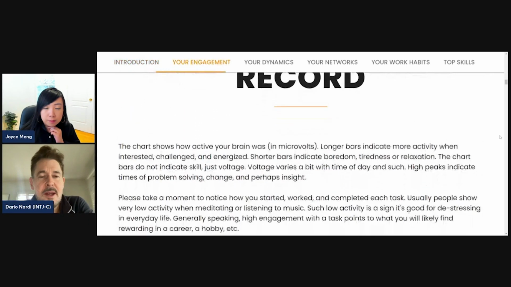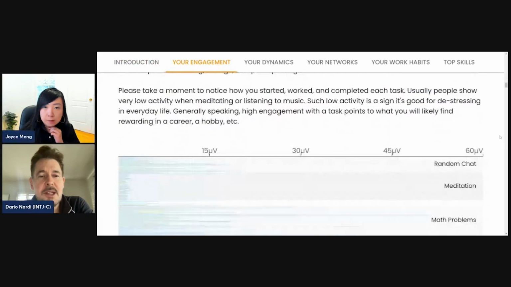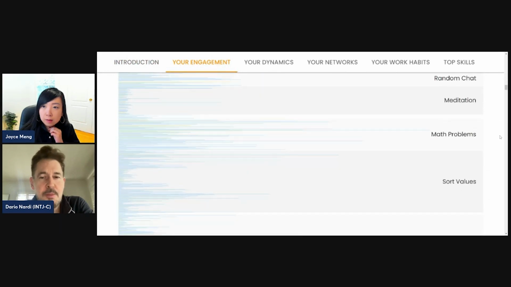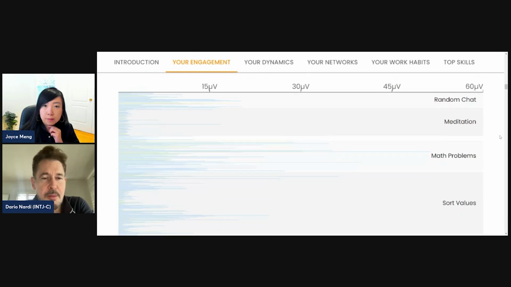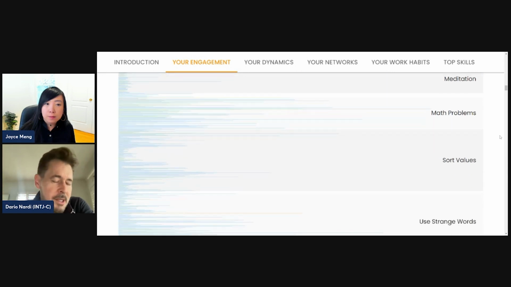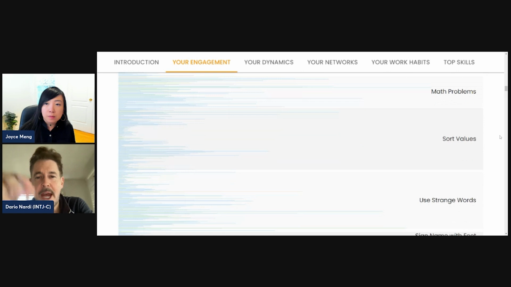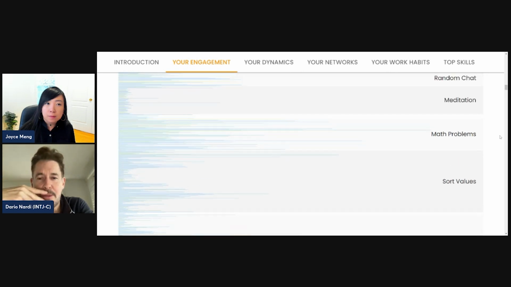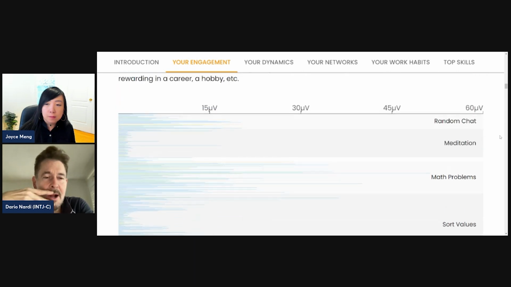Yeah. And so the first part of 4 major parts is the engagement record, which just shows what was your brain doing in a sort of broad strokes as you did each task. So on the right-hand side, listing down vertically, we started off usually in everything random, a little bit of random chat because it's a social thing, meditation, math problems, sorting values, and so on.